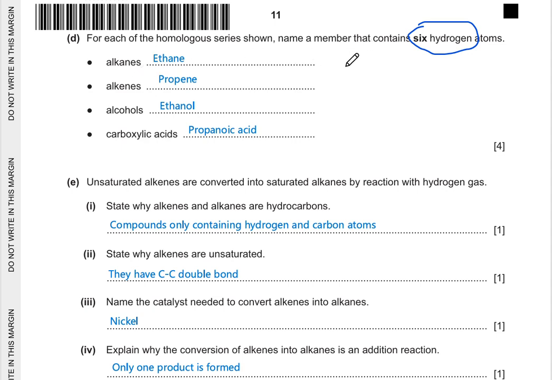So for alkanes, for example, we used the general formula for this question. For example, alkanes CnH2n plus 2. So 2n plus 2 equals 6. 6 minus 2 is 4. 4 divided by 2 is 2. The n is the number of carbon atoms, equals 2. What was the prefix for 2 carbon atoms? Eth. So it's going to be ethane. So the suffix depends really on the homologous series. So ethane for alkanes, propene for alkenes, ethanol for alcohols, propanoic acid for carboxylic acids.